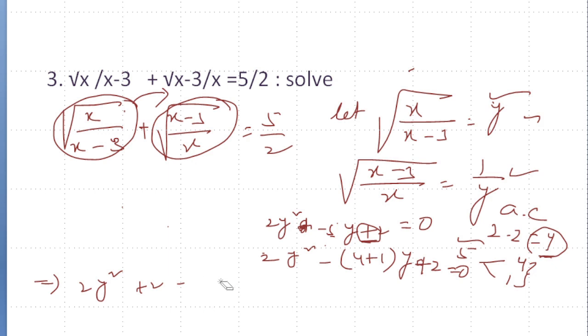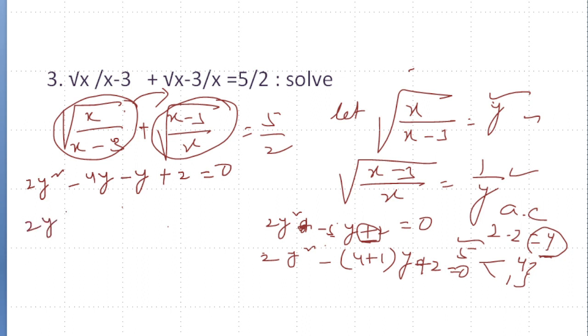Now put this value, open the bracket, that is 2y square minus 4y minus y plus 2 equals 0.